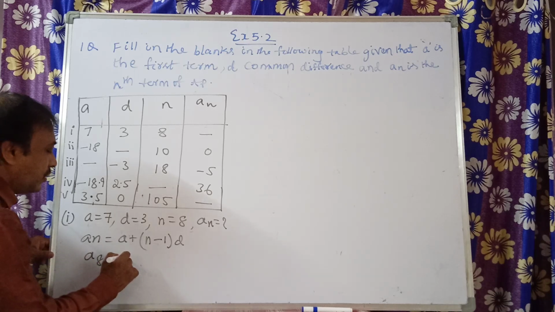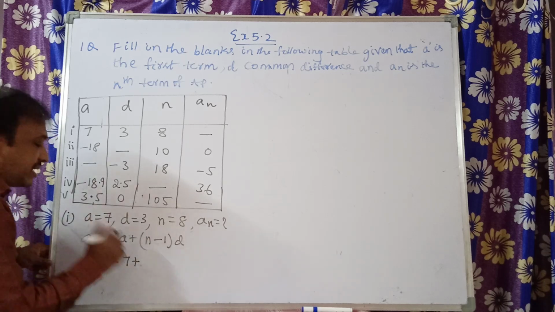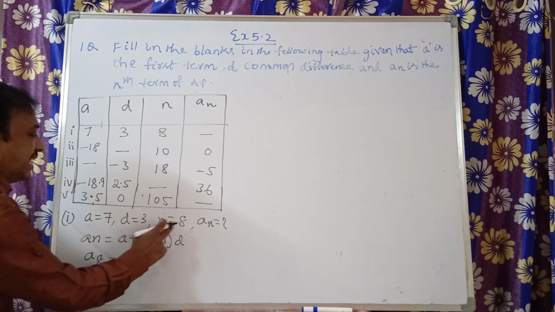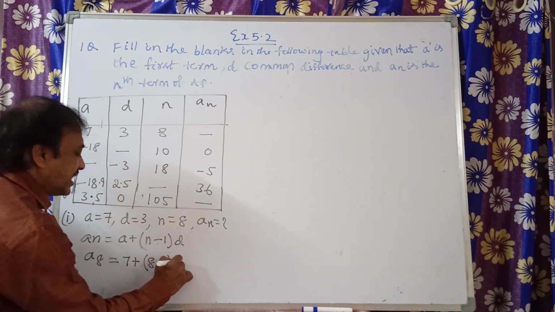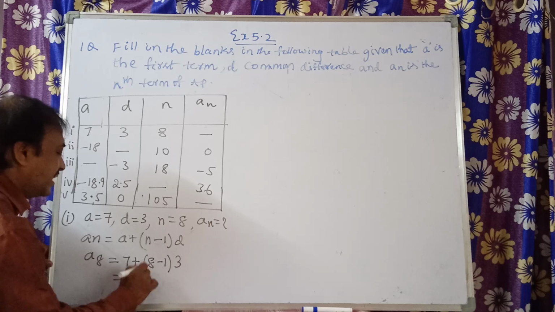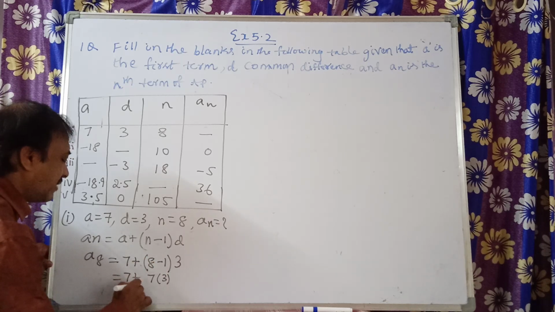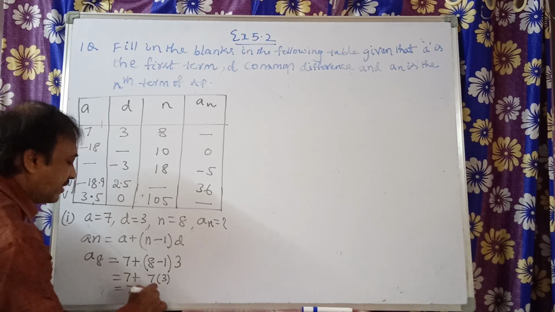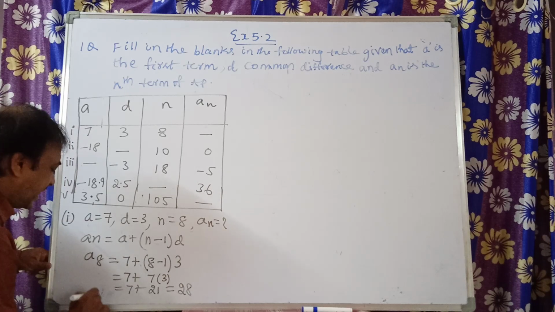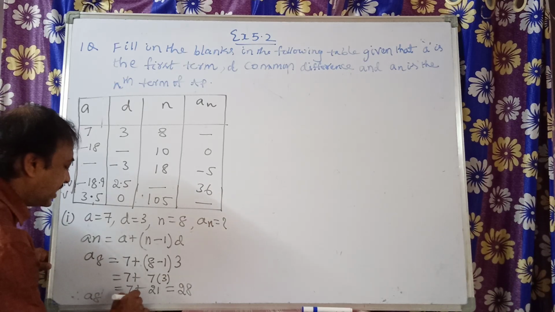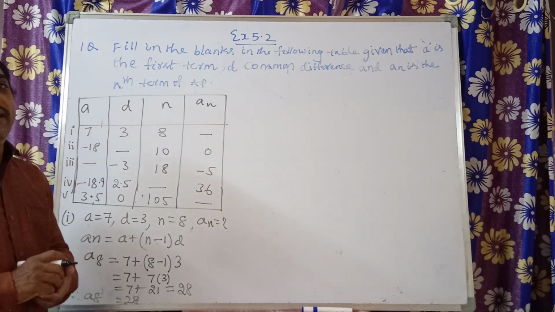A8 is equal to a, whose value is 7, plus n minus 1. N is 8, so 8 minus 1, into d. The common difference is 3. So 7 plus 8 minus 1 is 7, 7 into 3 is 21, so 7 plus 21 is equal to 28. Therefore A8 is equal to 28. An is A8, that is equal to 28.